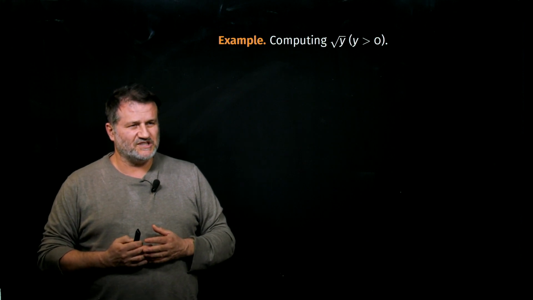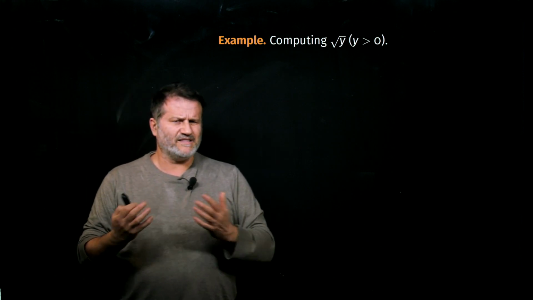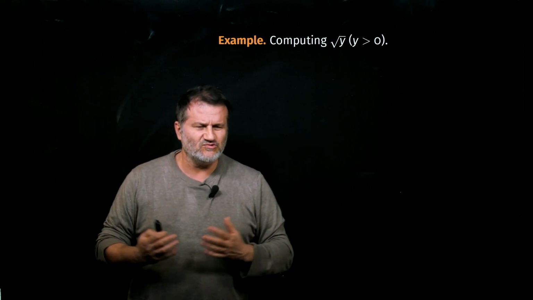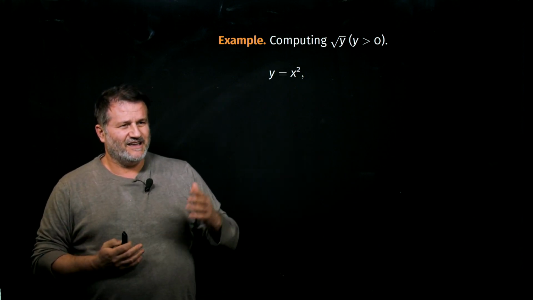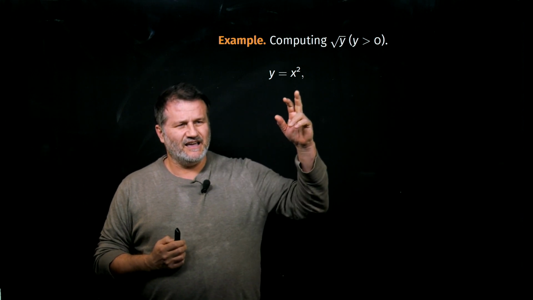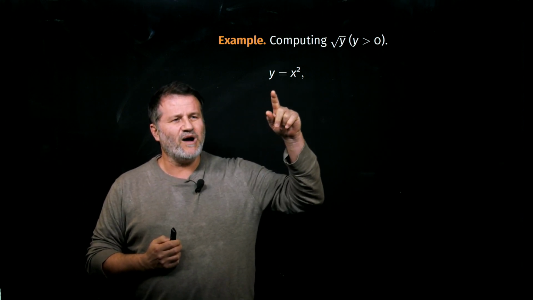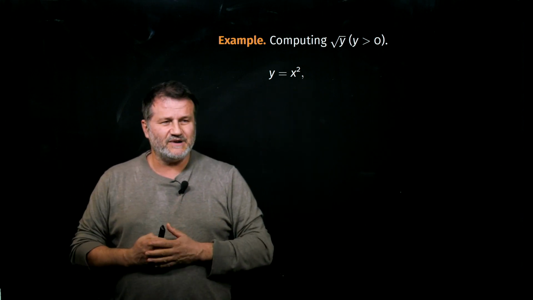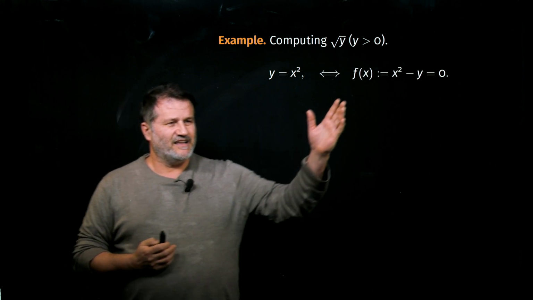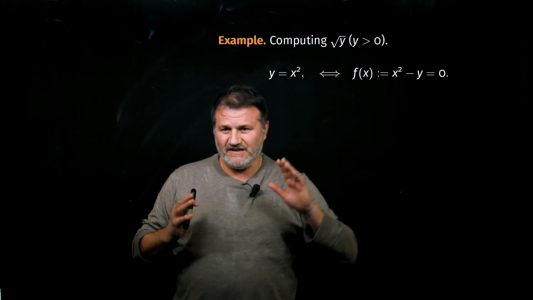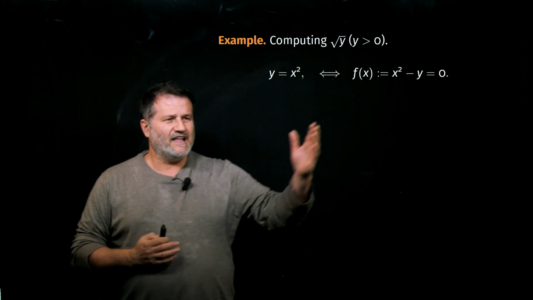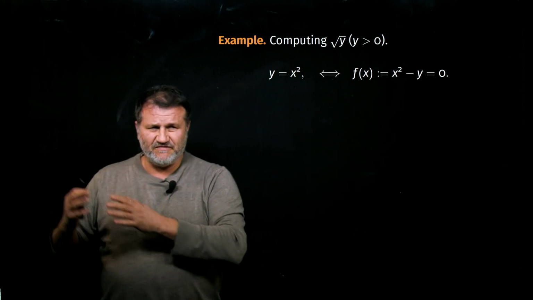Now let's see a nice application of this algorithm to computing roots of positive numbers. Now you may think, what do roots have to do with solutions or zeros of equations? Well, we may think that a number x is a root of y if y is equal to x squared, right? So this means that we can see this as an equation x squared minus y equals 0, where y is given, so it's data, and x is the unknown to be found.